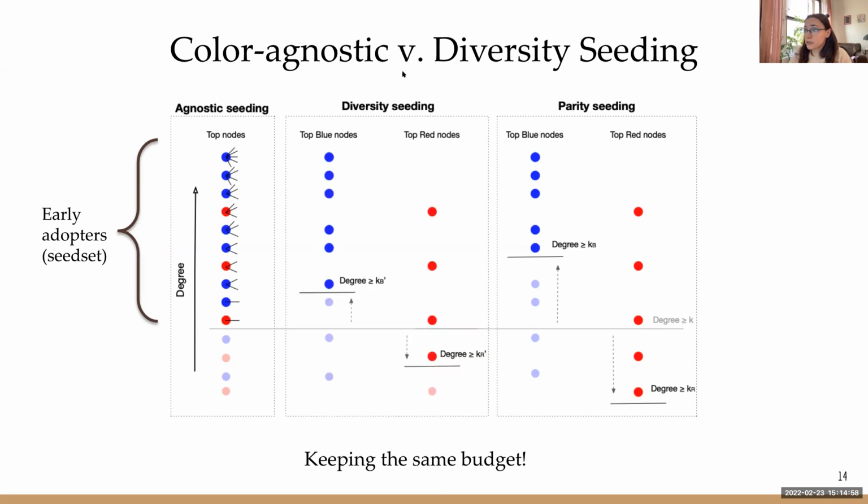We also propose something in the middle, diversity seeding, which is a relaxed version of parity seeding, in which we're saying we'll allow some wiggle room in that statistical parity condition. So it's somewhere in the middle of agnostic seeding and parity seeding. And again, we have to keep the same budget of that. And we want to see how these perform.